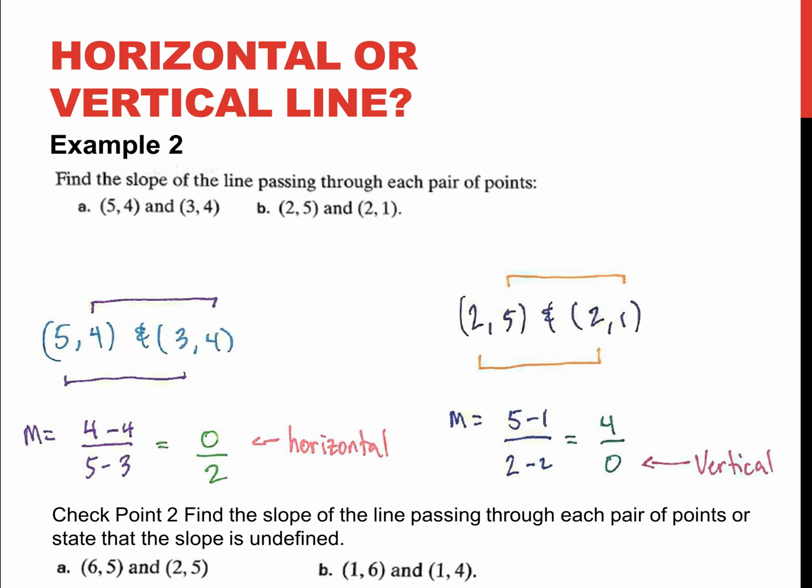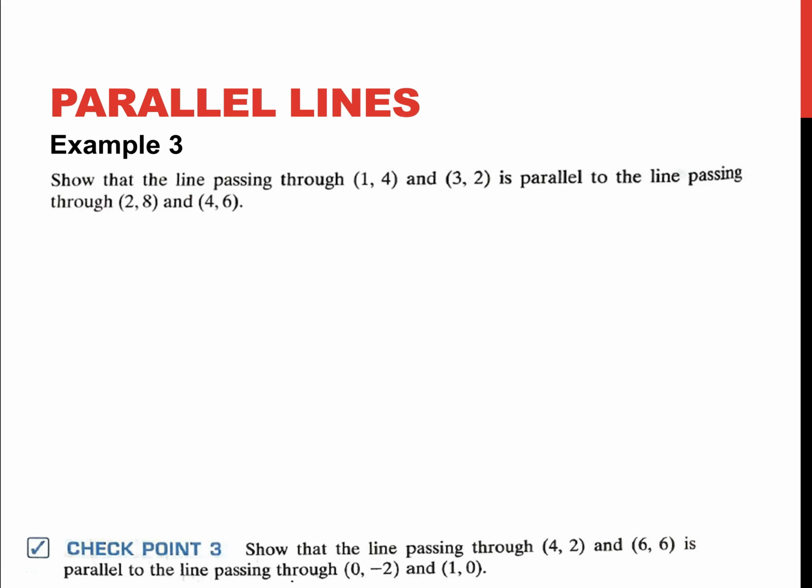So here's your next checkpoint. Go ahead and find the slope of those 2 points. No, the answer's not in the video, but you can do them exactly the way that I did. And remember, horizontal lines have 0 in the numerator, and vertical lines have 0 in the denominator when it comes to their slopes. So pause the video. I'll be here when you get back. And we're back with parallel lines. So let's take a look at example 3.